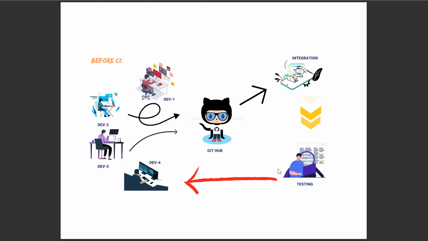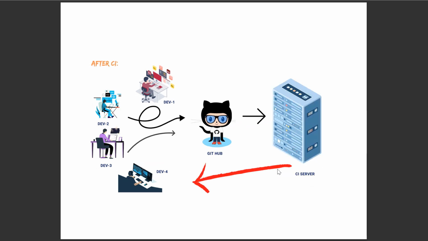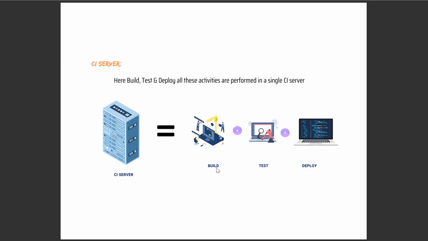But if I use continuous integration, what will happen? In the same scenario, if the developer pushes the code into the GitHub repository, which is the centralized repository, the CI server will build and test the code, and it will immediately give the results to the developer, whether the code has succeeded or failed. What can we do with the help of the CI server? We can build, test, and deploy. All of these are performed by a single CI server.